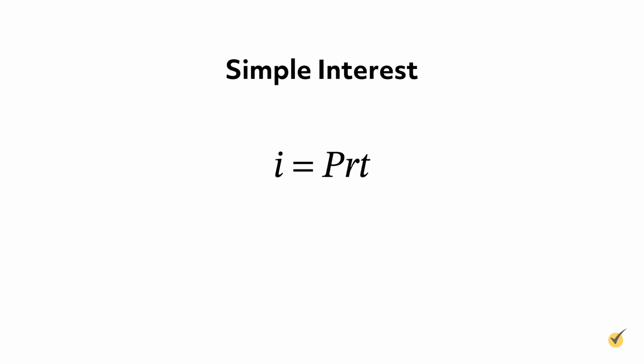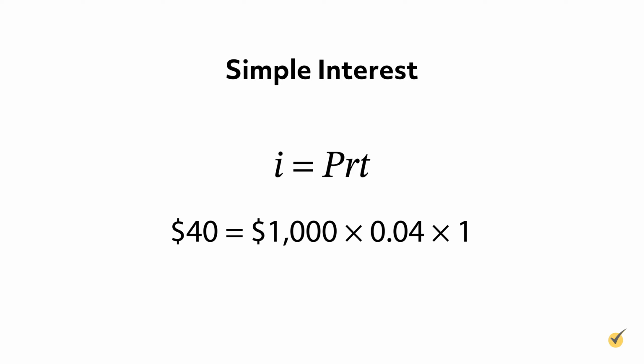Simple interest can be calculated using the formula I equals PRT, which states that the interest is equal to the principal times the annual interest rate times the number of years. Using this formula, we can find that Dominic collects $40 after 1 year, bringing his balance to $1,040. But how did William end up with 60 extra cents?